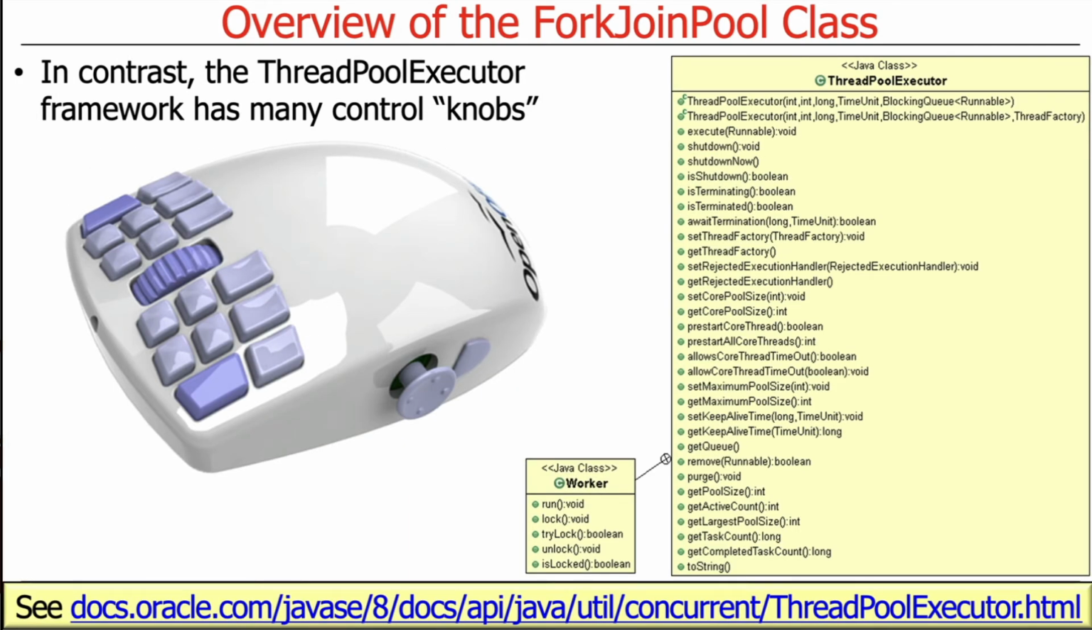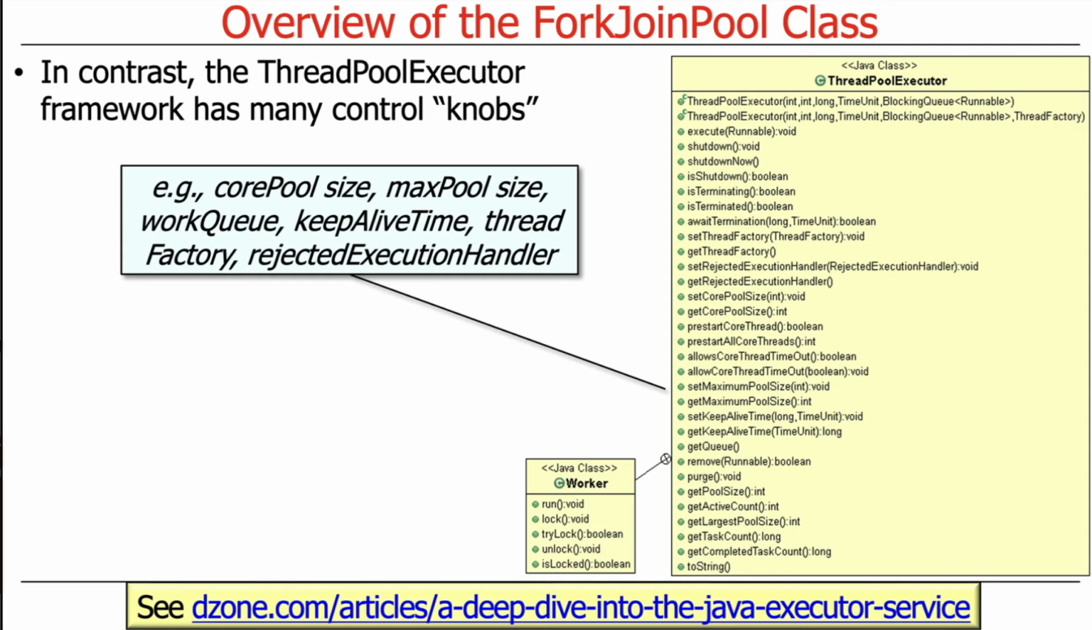Now, in contrast, thread pool executor, which is another implementation of the executor service, has a whole slew of knobs. It's more like a gaming mouse or something like that. And there's all kinds of things you can do. You can modify the core pool size, the max pool size, the work queue, the keep alive time, thread factory, rejected exception handler, and all kinds of things. So it's designed to be much more complicated. And that has some virtues because you can control lots of things, but it also makes it very difficult to use.